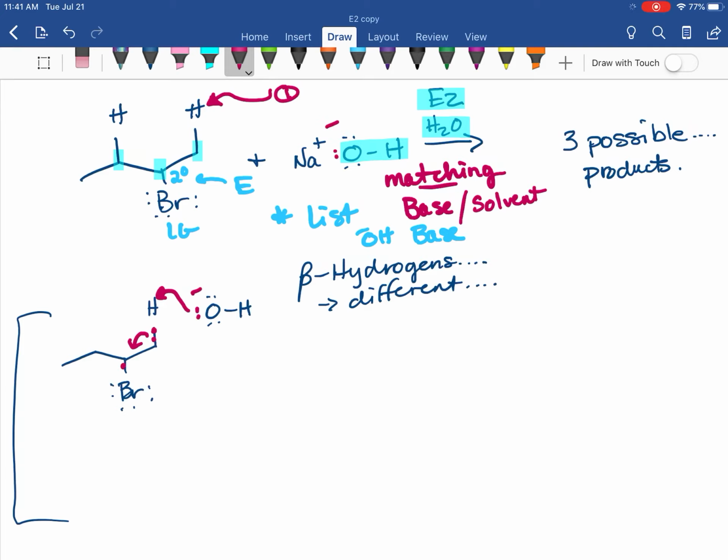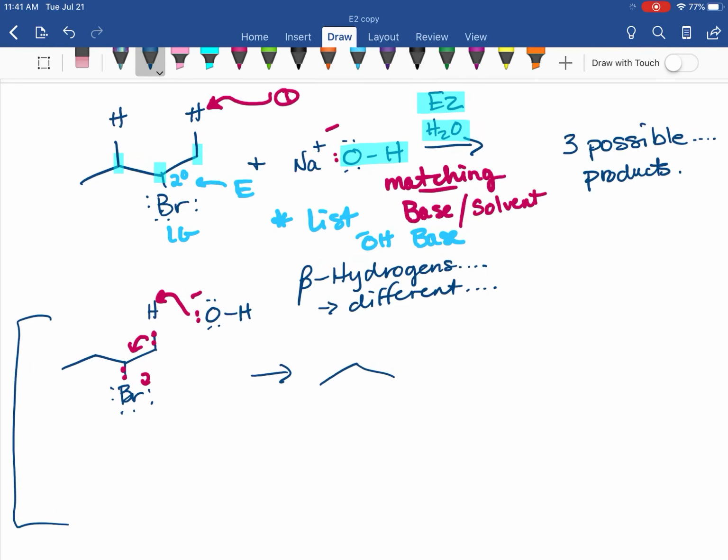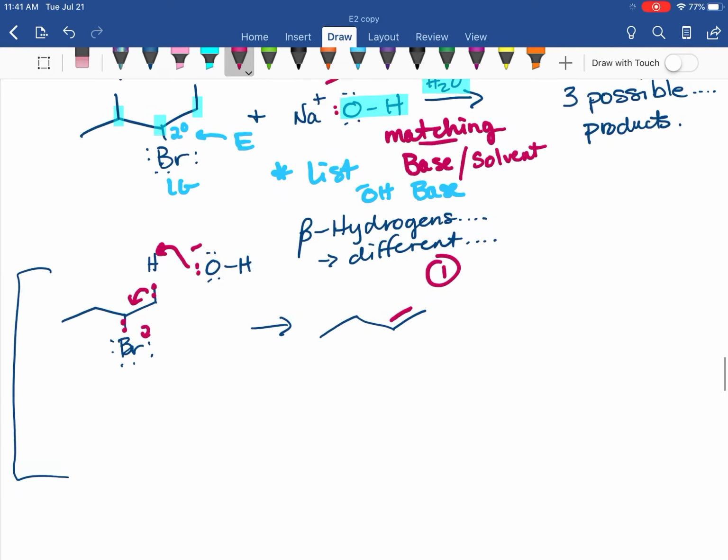And where do we go? It's going to act as a base, so you're reacting with hydrogen, that proton right there, okay? These electrons collapse, that's what makes your double bond, and you lose your leaving group. Okay, I love it. Done. So where does your double bond end up? It always ends up between that beta hydrogen and that leaving group. That's what you eliminate. So you just made that alkene. I love it. That's product number one.